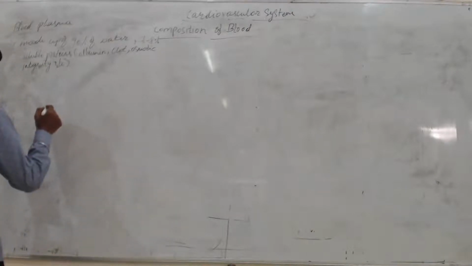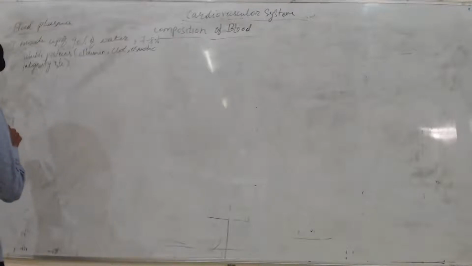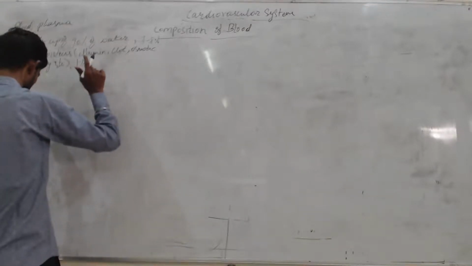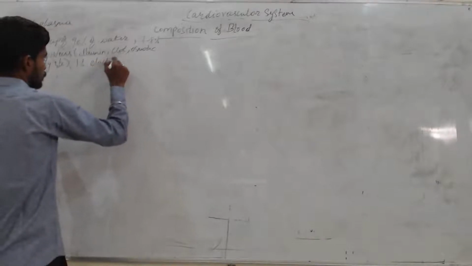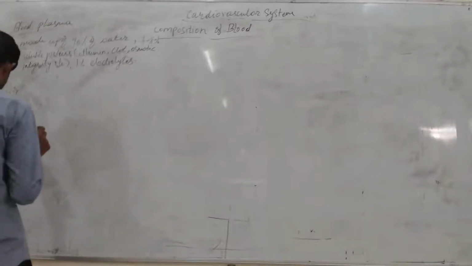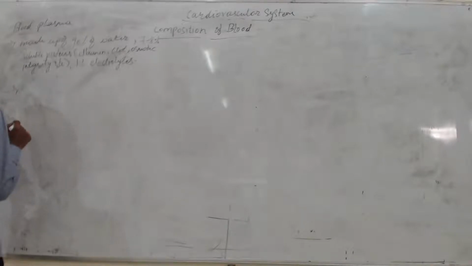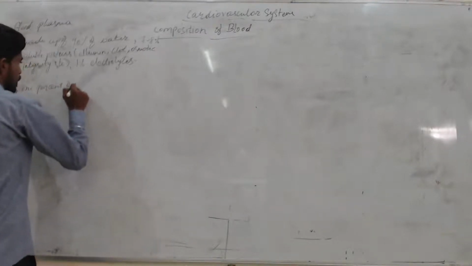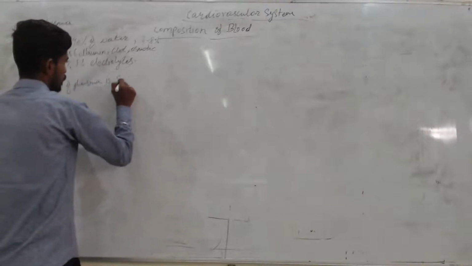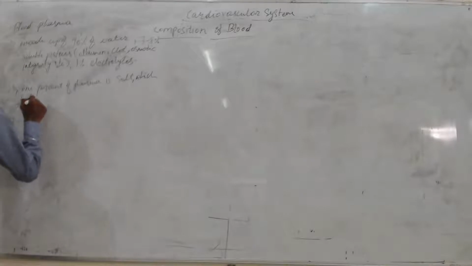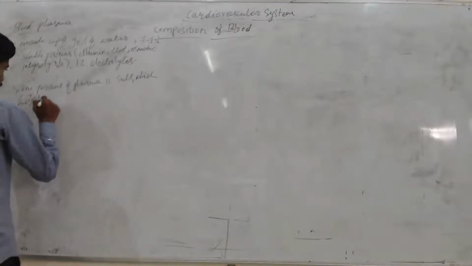1% is electrolytes, and 1% of plasma is salt, which helps with the pH of blood.